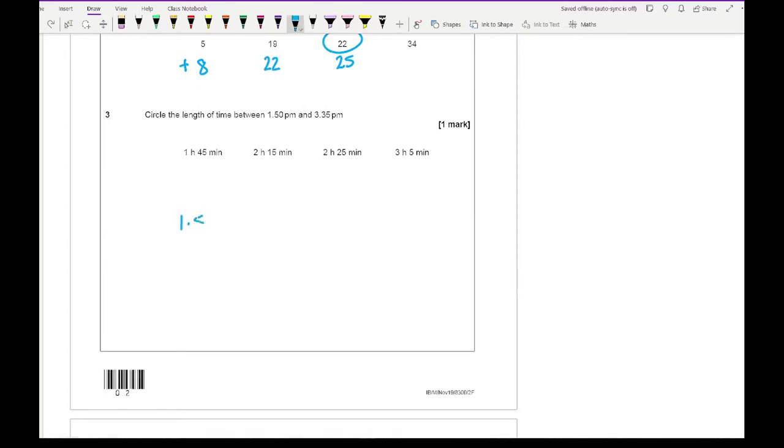Question 3, it says circle the length of time between 150 and 135. Well, 150, if we add 10 minutes, that's going to take us to 2 p.m. And then add another hour, and that takes us to 3 p.m. And then add another 35 minutes to take us to 3:35 p.m.